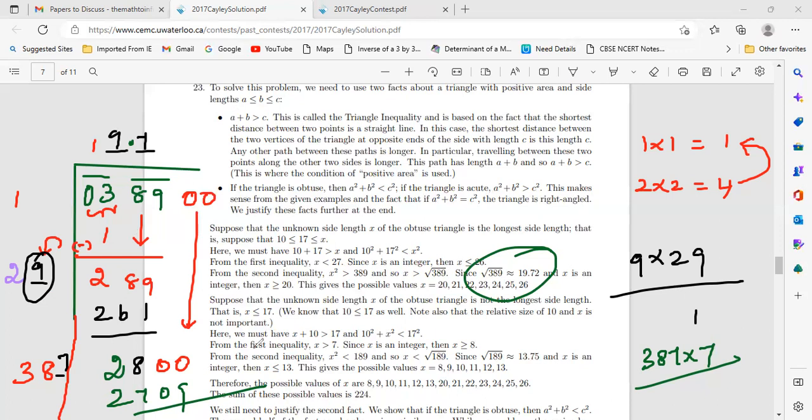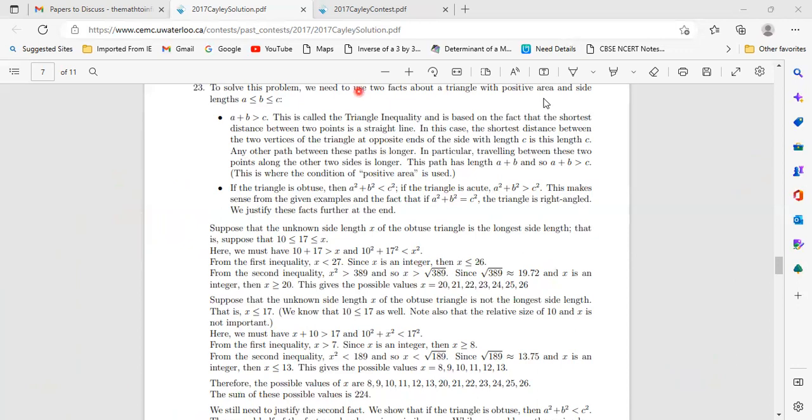Can you follow this? By doing this method, you might be able to find the value of the square root. This is for imperfect squares, not perfect ones. So this is how you will obtain 19.7. Since x is an integer, you can round it off to 20. You might have a problem with rounding off.